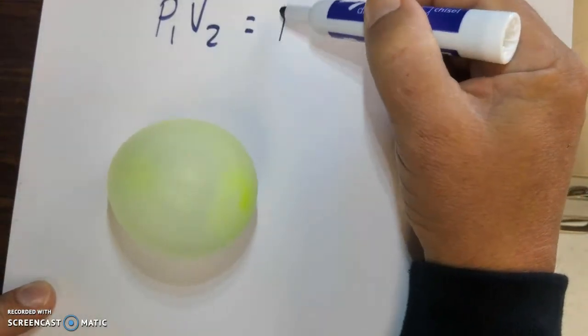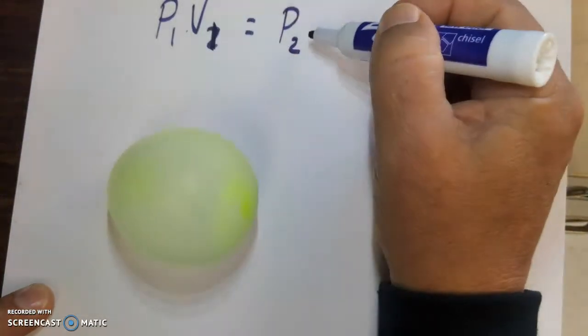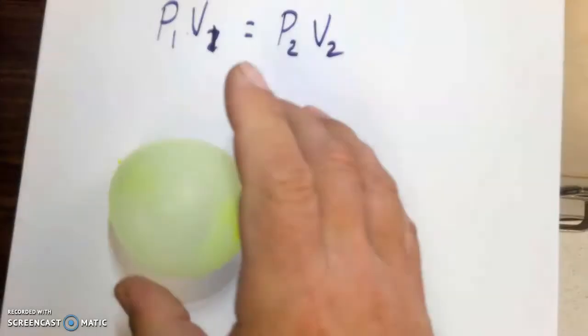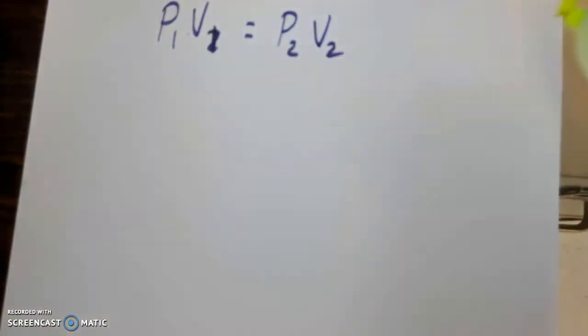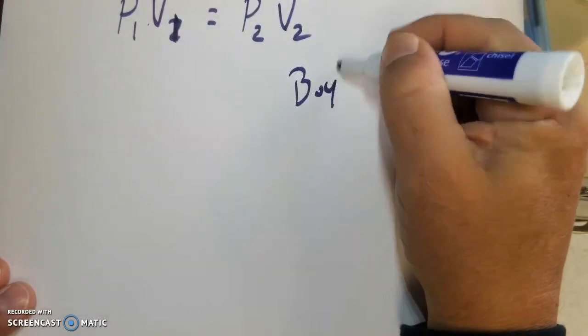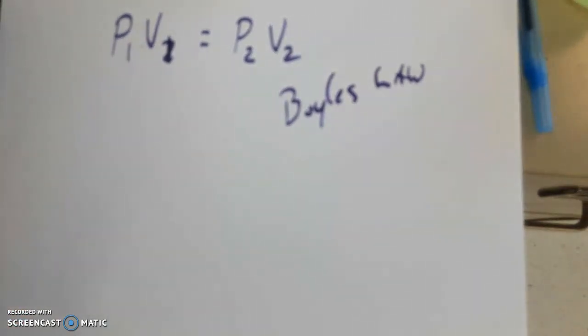P1 times V1 equals P2. Oops, screwed that up. That's P2 times V2. Okay, P1 times V1 equals P2 times V2. I mess up a little bit. Sometimes I get people thinking that Boyle's Law has all to do with balloons, and it doesn't. But the examples I give you just involve a lot of balloons.